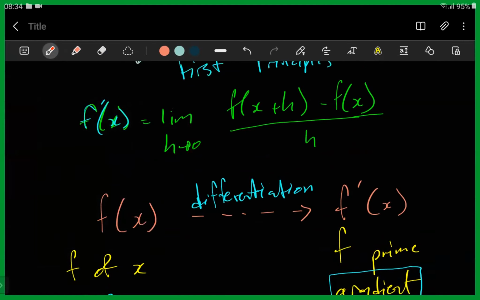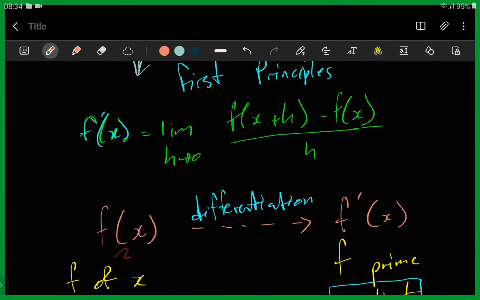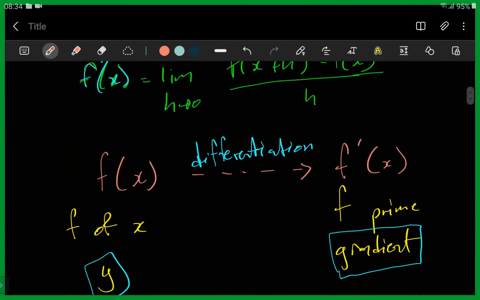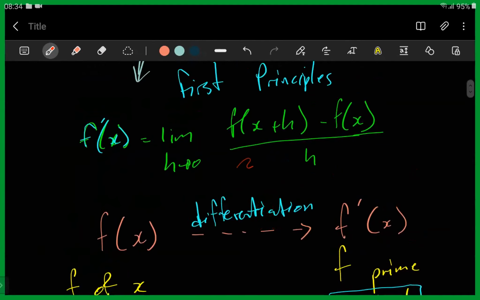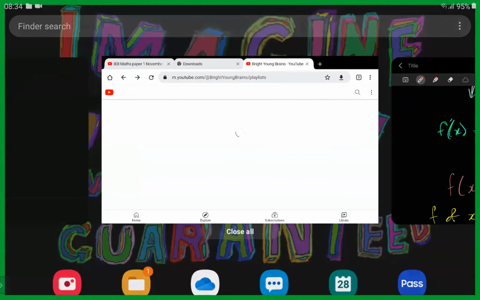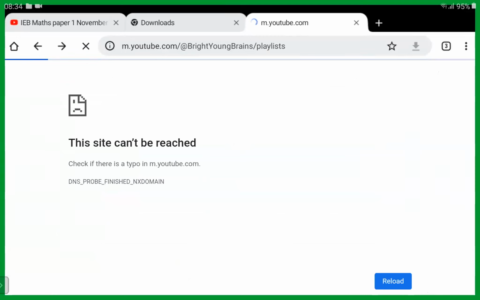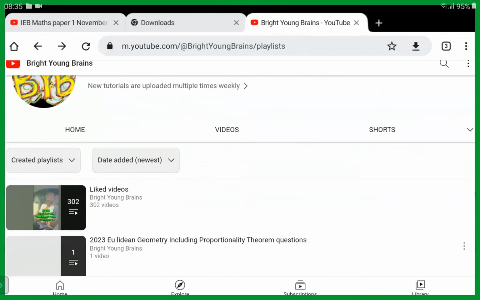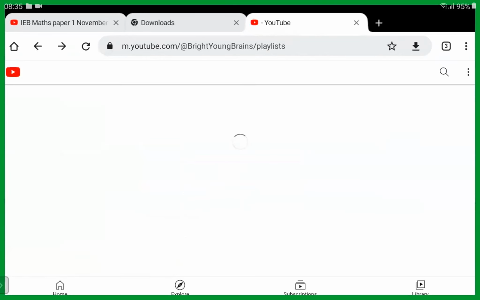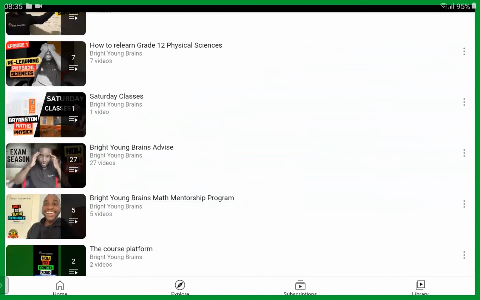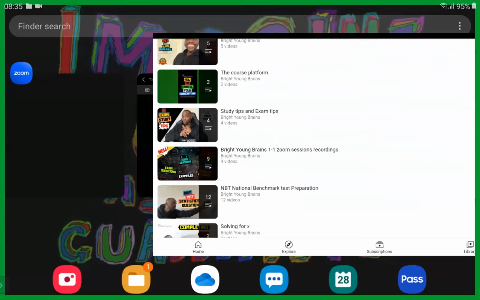So first principles is just a formula that takes you from an original equation to a differentiated equation. It takes you from an equation that gives you y values to another equation that gives you y values. It's like converting a formula. That process is called differentiation. You can do it via formula, or you can also do it via a simple method that is not necessarily a formula, to differentiate an expression.